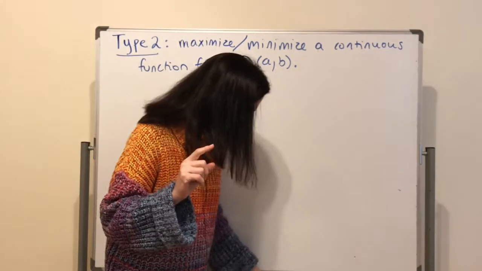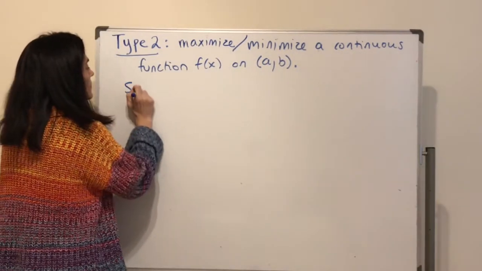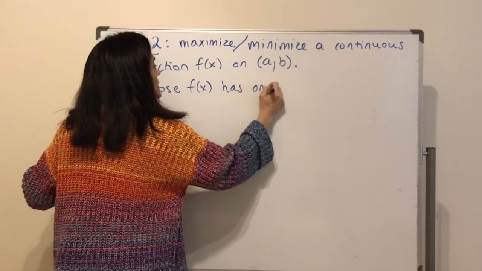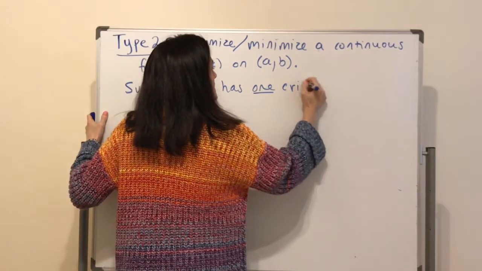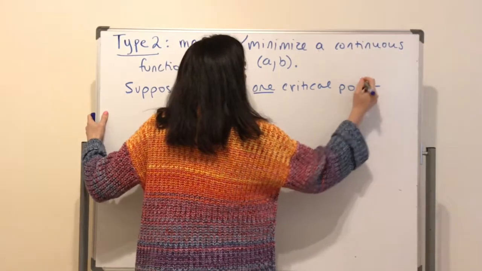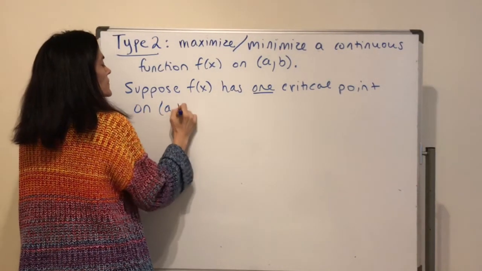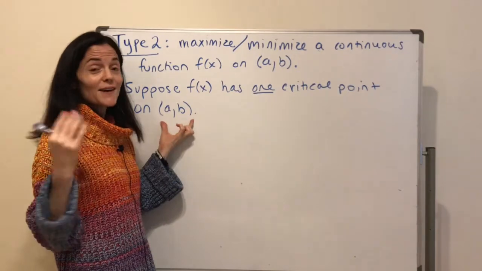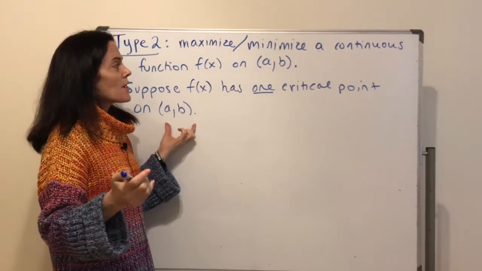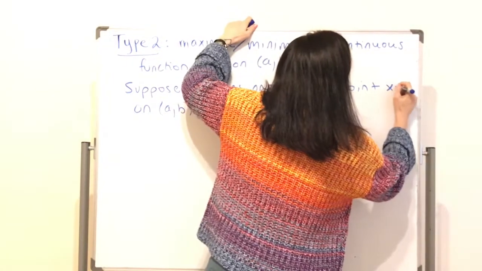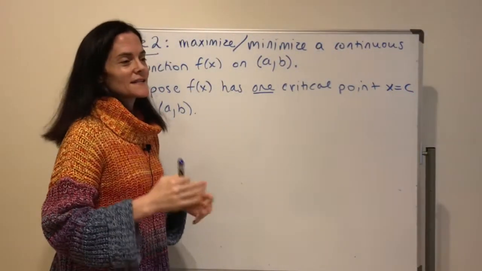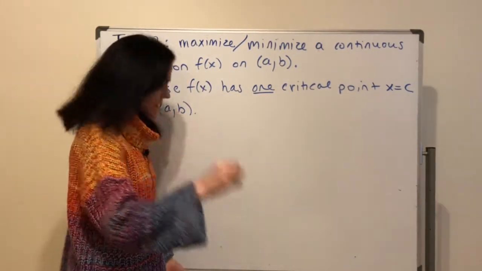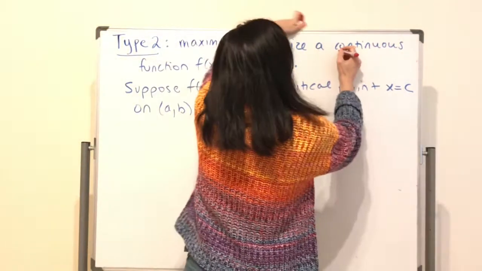So let's suppose f of x has one critical point on this open interval, which means that the function is either differentiable on the entire open interval and the derivative is 0 at, I'll call it, x equals c, or the function is differentiable everywhere except for x equals c, where f prime of c does not exist. So maybe before I say anything, I'll put that in parentheses.